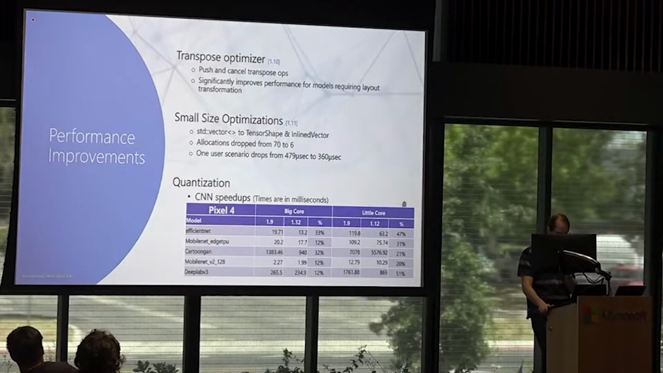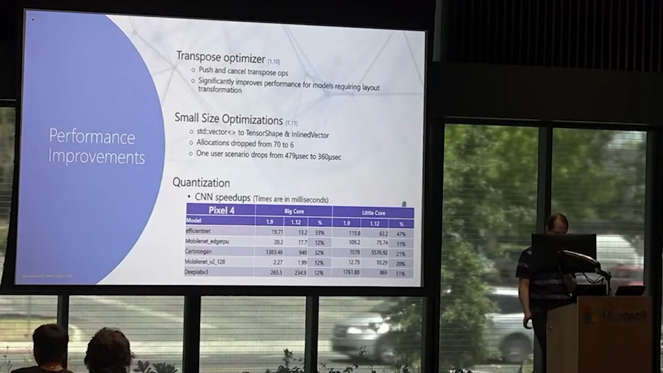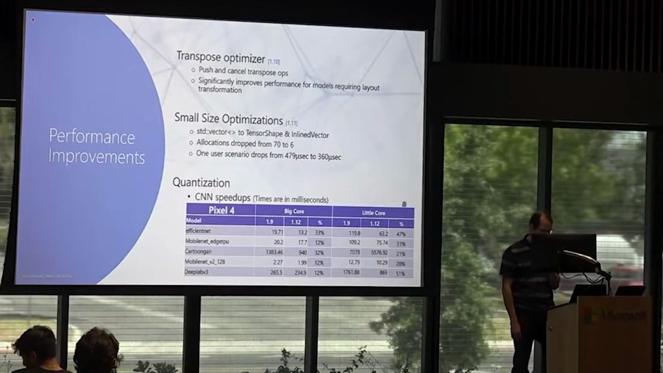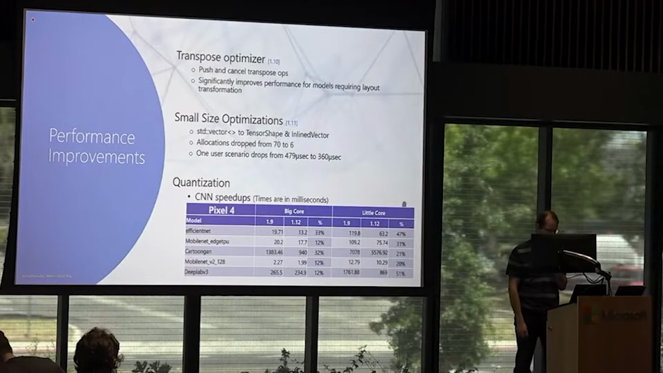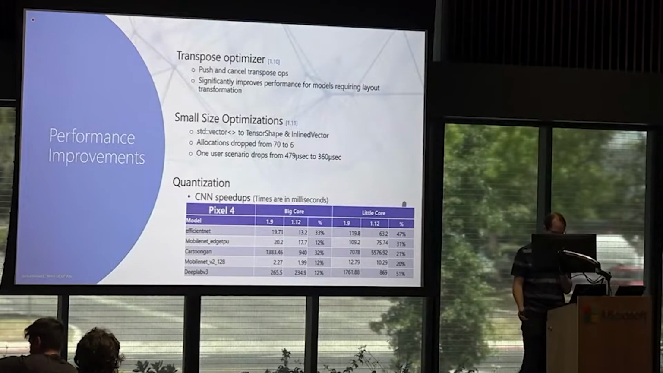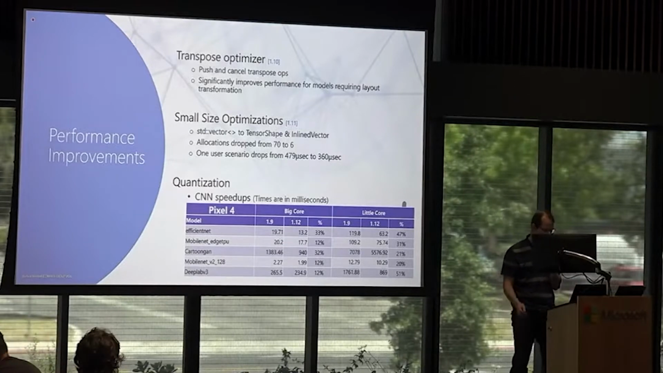Performance continues to be one of the key priorities for us, as we support many large-scale, high-volume production workloads. Here are some performance improvements that you get for free just by updating to the latest version. In 1.10, we added a transpose optimizer to push and cancel transpose ops, significantly improving performance for models requiring layout transformation.